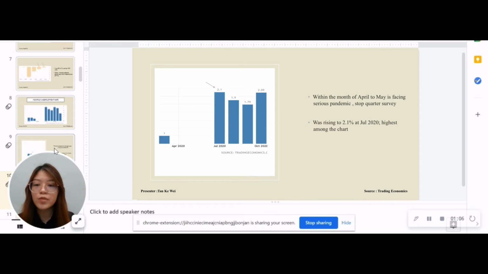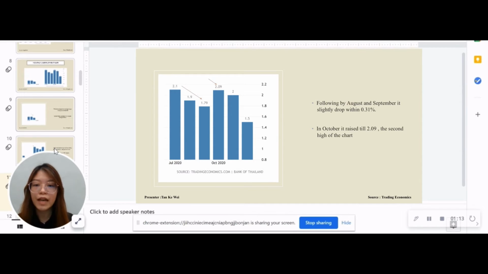on the chart. As you can see, in this month many people were facing unemployment. Coming to August and September, it dropped to 1.9% and 1.79%. It's quite a good sign in Thailand that the employment rate is slightly improved. But in October, it rises again to 2.09%, which is also the second highest on the chart.